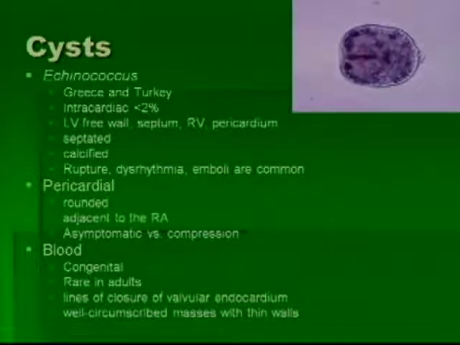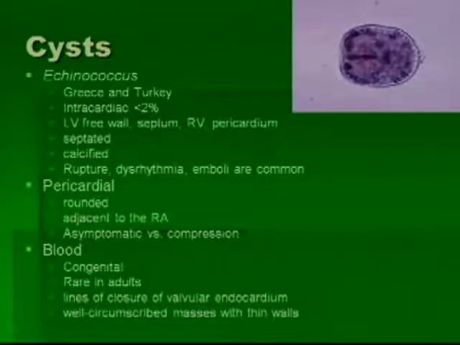Cysts have also been reported in the heart. Echinococcus, of course, can show up in the liver, but also in the heart. It's been found more often, or at least reported more often, in Greece and Turkey. Intracardiac findings are less than 2% on autopsy series, so it is actually quite rare. They can show up in the LV free wall, the septum, the right ventricle, and the pericardium, tend to be septated and can be calcified. And of course, even though they're technically benign, they can lead to rupture, dysrhythmias, and they can embolize.